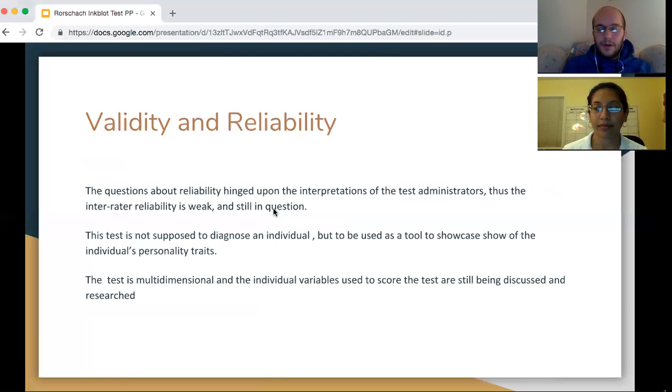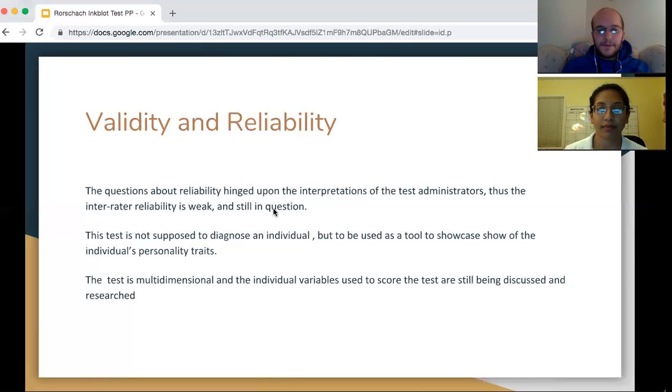Even though a lot of instruction and learning and studying goes into how to interpret these tests, you can't take out the factor of personal bias through the test administrators. So that's why they're still trying to find a reliable source to have this inter-rater reliability strengthen.